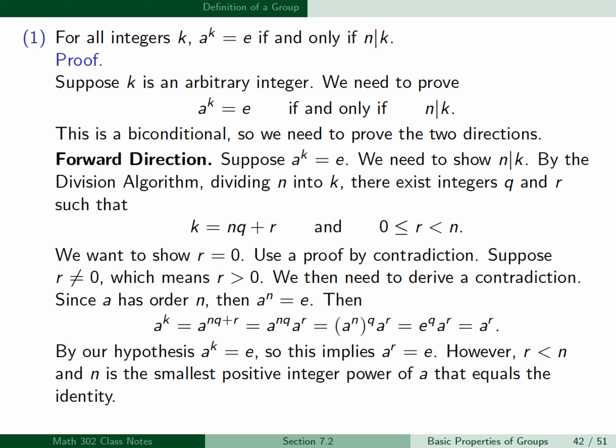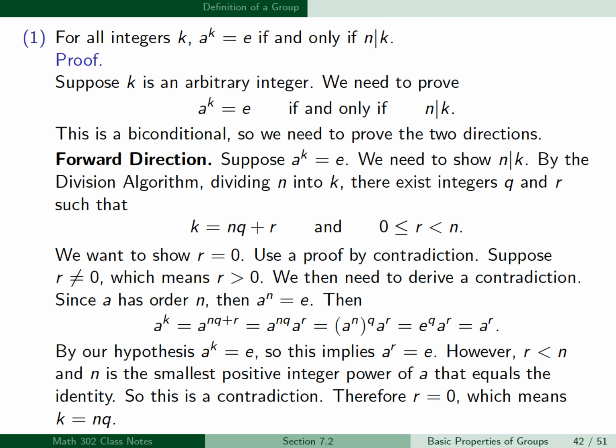However, r is strictly less than n, and n is the order of A, which means that it's the smallest positive integer power of A that equals the identity. So this is a contradiction. We have a positive integer power of A that equals the identity that is smaller than the smallest positive integer power. And therefore, r must equal 0, which means that k is equal to nq, and therefore n divides k. And this proves the forward direction.